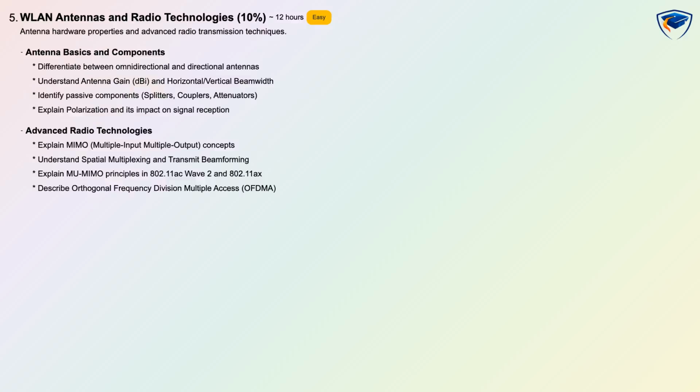WLAN antennas and radio technologies carries 10%, is easy, and has an estimated 12 hours of study with conceptual and scenario-based assessment. You will differentiate omnidirectional and directional antennas, understand antenna gain in dB, beam width, polarization, and passive components such as splitters, couplers, and attenuators.